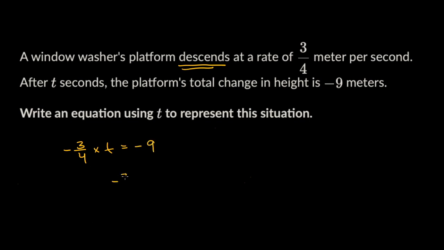We could also write -3/4 times t this way is equal to -9. We could also write -3/4 t, this is a 4 right over here, is equal to -9. And so this means our rate is going down. After some number of seconds, we have gone down by 9 meters.